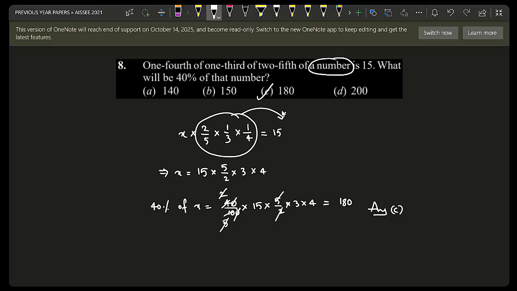So when a fraction is transposed to the other side, what will happen to the fraction? It will become the reciprocal. So 2 by 5 reciprocal is 5 by 2. 1 by 3 will be 3 and 1 by 4 will be 4. So we got the value of x. But what is the question? They're asking 40% of that number. So I want to get the 40% of that number, 40% of x. So 40% means 40 by 100 only. 40 by 100 into, I know the value of x right here. Do the simplification, we'll get the answer 180.